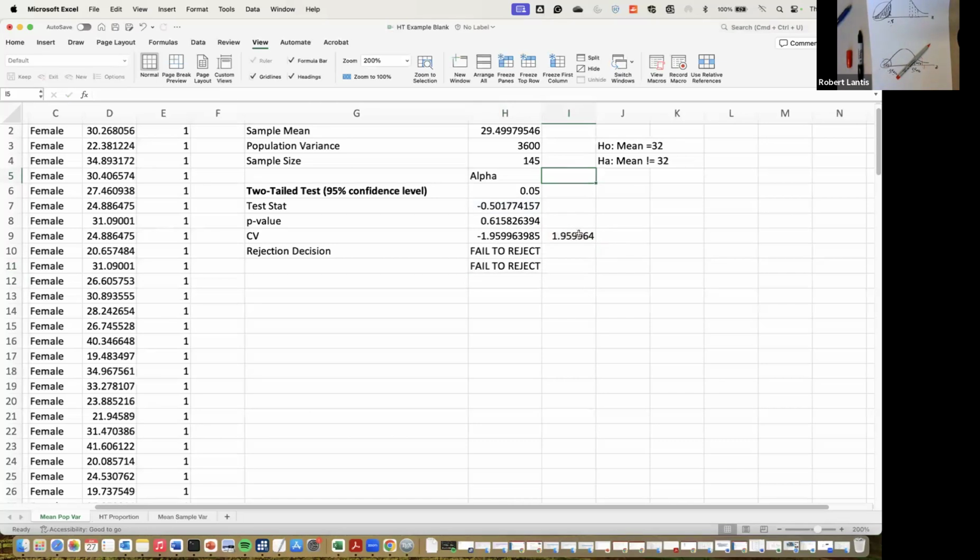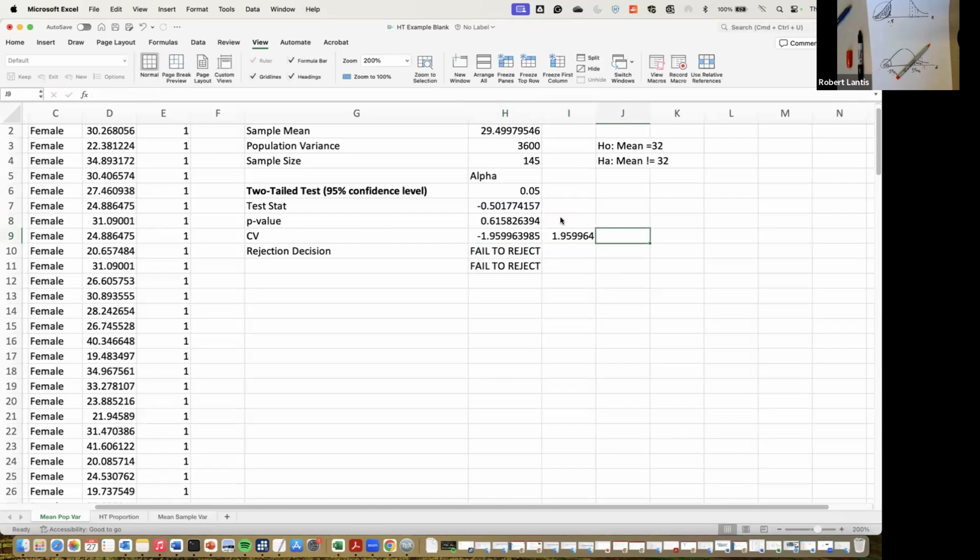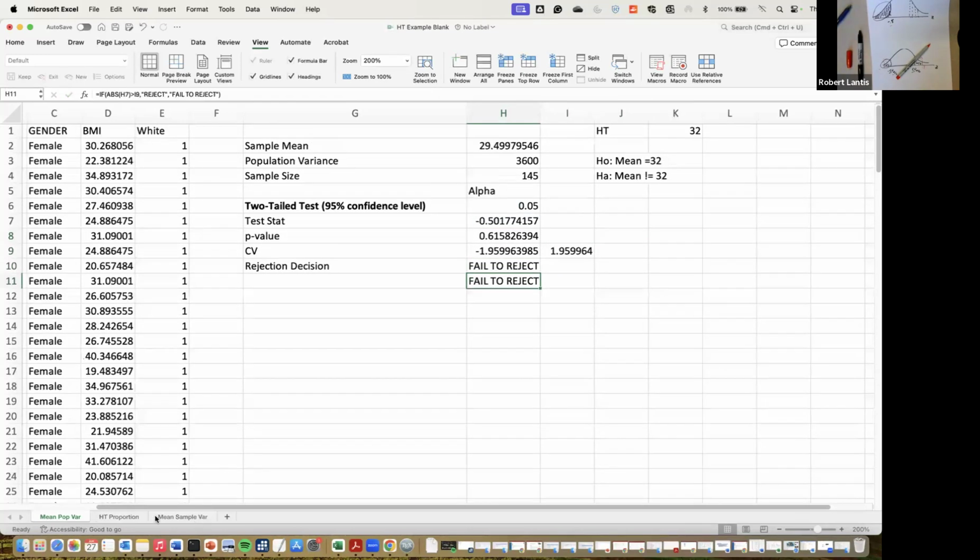Now, you can also do it a different way. So I showed you where you can find the area in the left tail and multiply it by 2. Oh, actually, I lied to you. This is not in this one. So that's how I would approach these. And like I said, it doesn't matter which rejection decision you use, you should always be making the same decision.